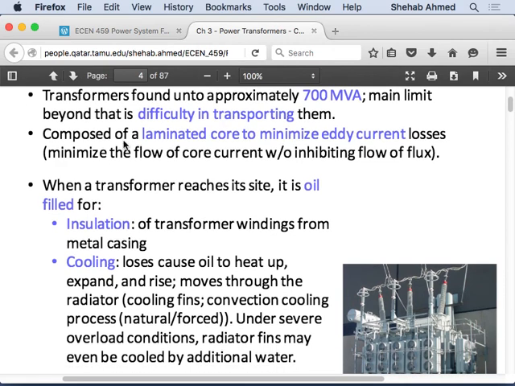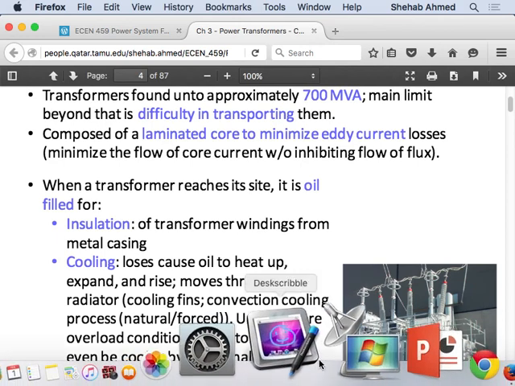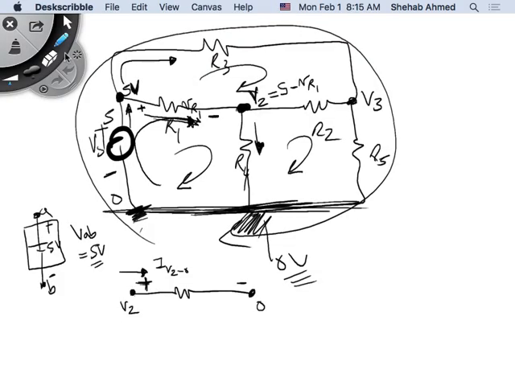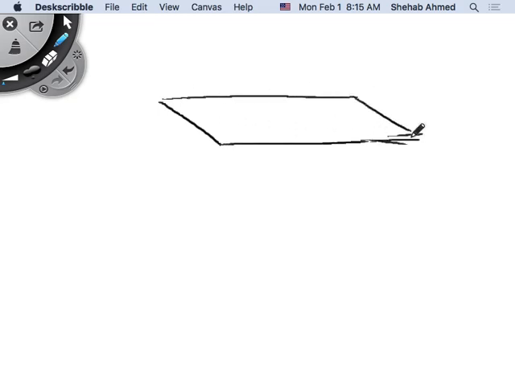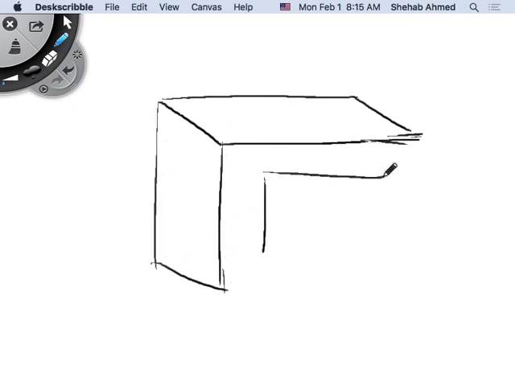The transformers are made of laminated sheets. So, can anybody tell me why? Yeah. So, what is eddy current? Sure, it's eddy current. It's the current that flows in the core instead of the coil. No. What do you mean? What do you mean the current that flows in the core instead of the coil?